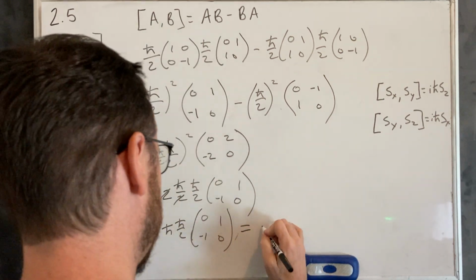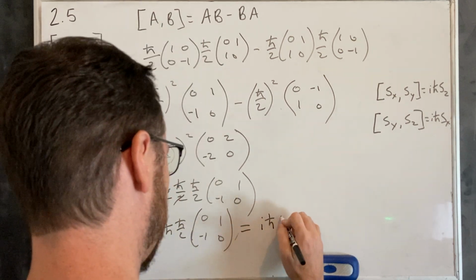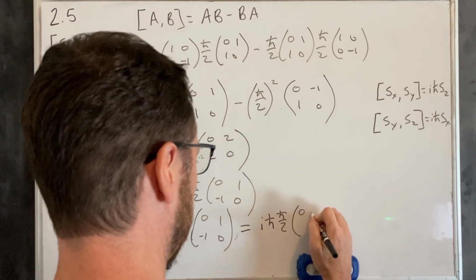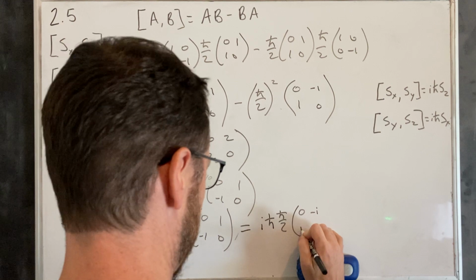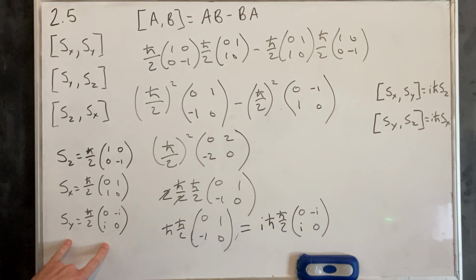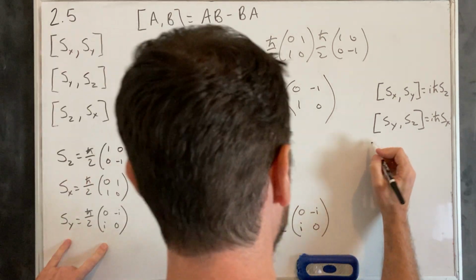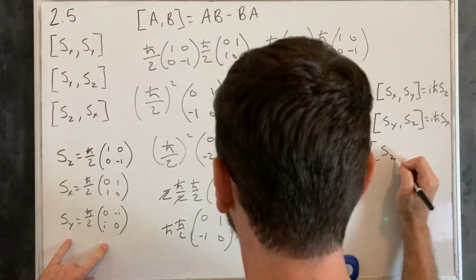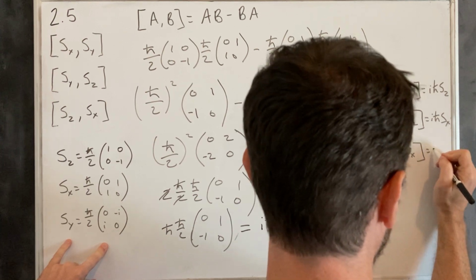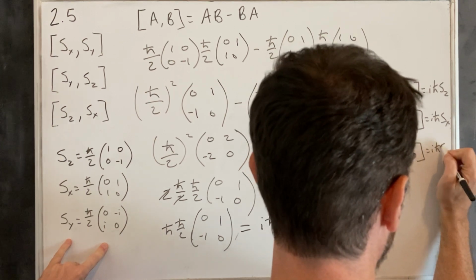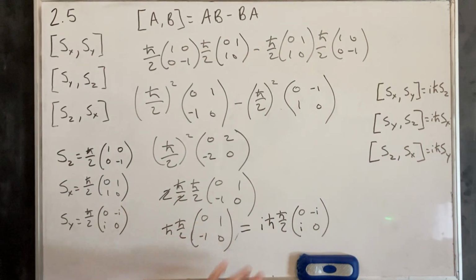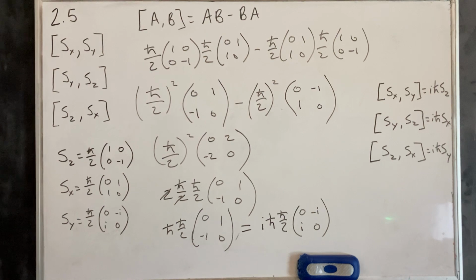So then that would equal i h bar over 2, 0, negative i, i, 0. And then that does look like our Sy here. So our [Sz, Sx] is indeed equal to i h bar Sy. Okay, hope that helped. Last one's a little bit tricky just because of that pulling out that i, but hope that makes sense.